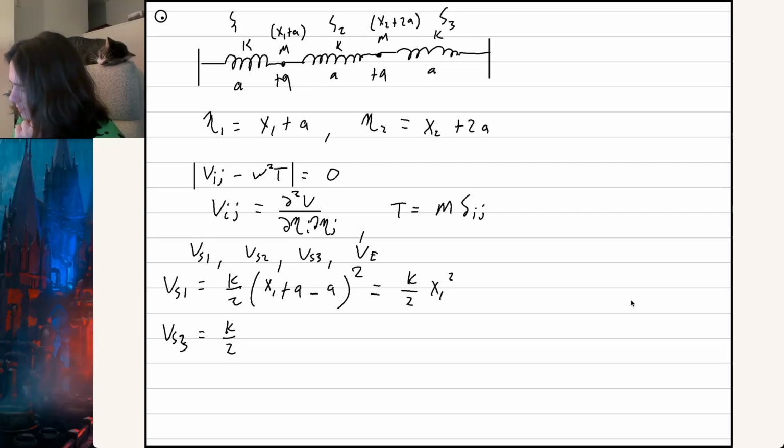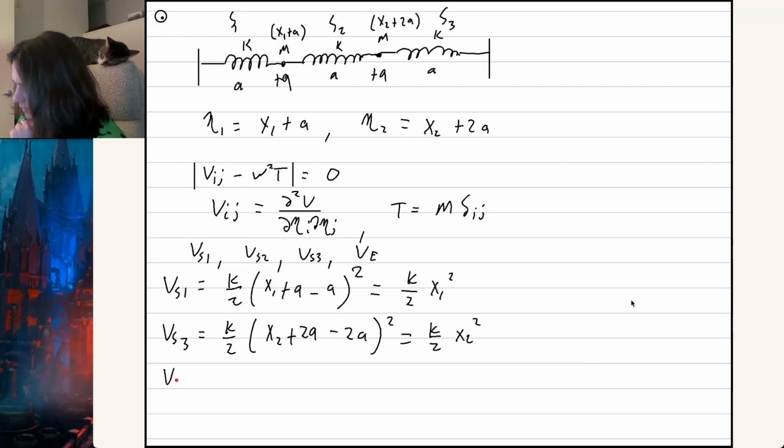Same thing for spring 3. It's just a normal old spring potential, where now we're looking at the second mass there minus 2a. So that's going to be k over 2 x2 squared.